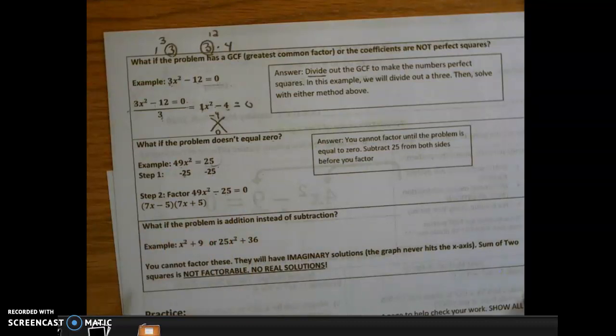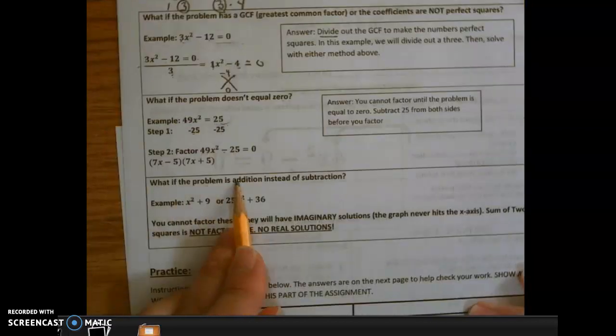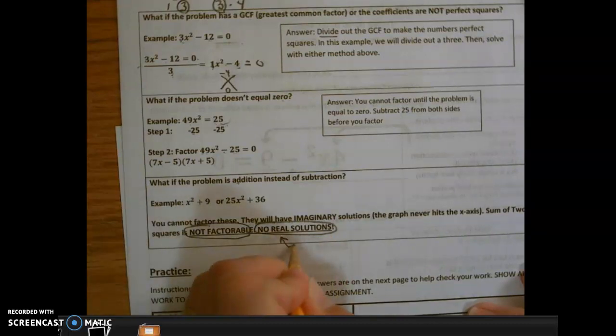Okay, so let's go ahead and, one more example, guys. What if the problem is addition? If it's addition, then it's not factorable, okay? It's not factorable, and there's no real solutions. They're not real, they're imaginary.